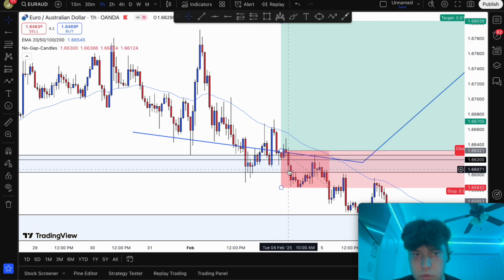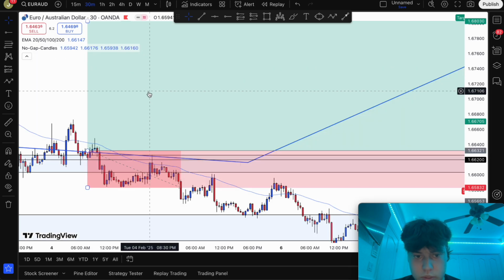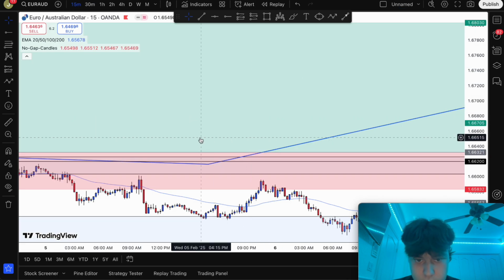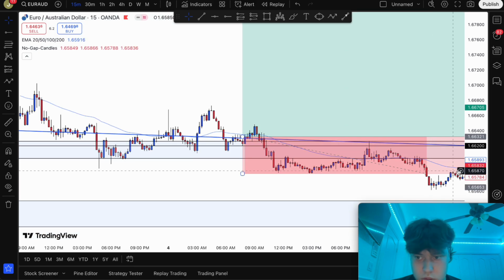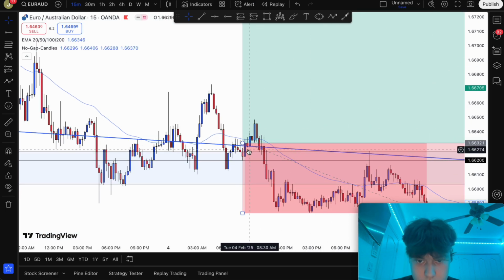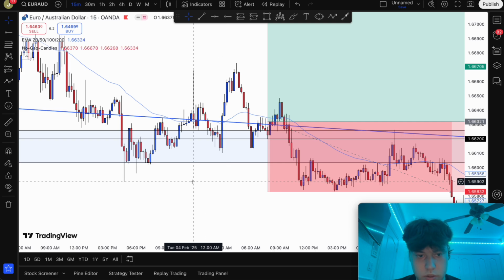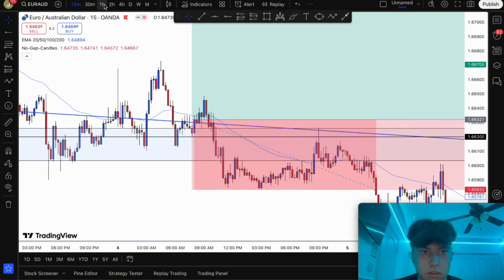And then once we had the pullback, I went down to the lower time frame to get a bearish engulfing, and I think it was the 15-minute. Right here, this engulfed 1, 2, 3, 4 candlesticks. So I got in right there. Set my stop loss under this wick, 5 pips under this wick. So about right here.